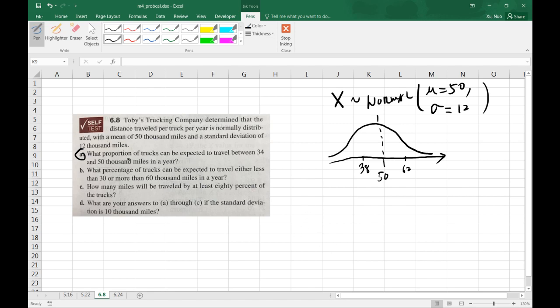Now, this question is asking what is the probability for x to be less than or equal to 50, but greater than or equal to 34. We can mark out the probability in this density function. So it will be 34 somewhere here and 50. Essentially we are trying to figure out what is the area, what is the size of this shaded area.